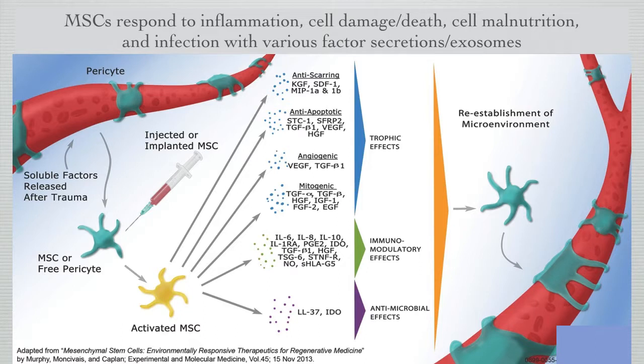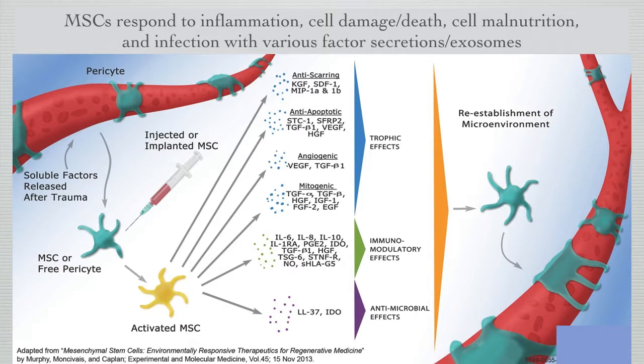Mesenchymal stem cells respond to inflammation, they respond to cell damage and death, they respond to cell malnutrition, and they respond to infection. And they respond by secreting various factors, exosomes and other proteins, either into the vascular environment or into the soft tissue extracellular environment.